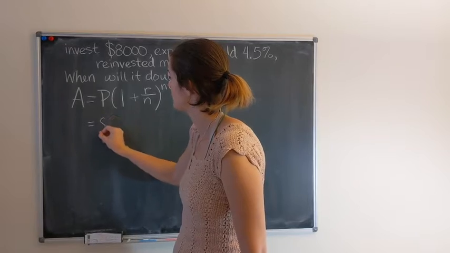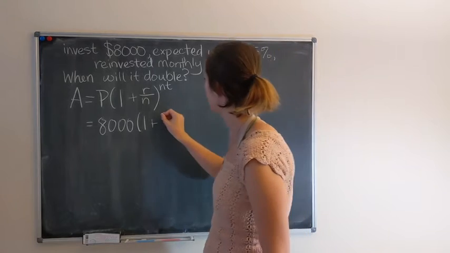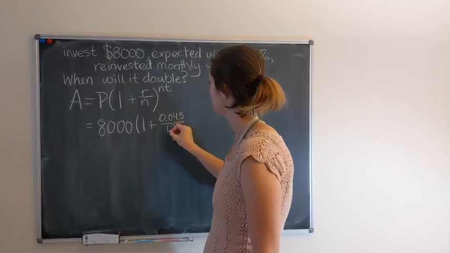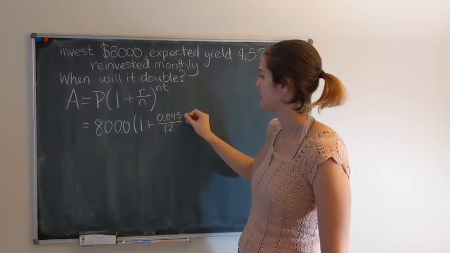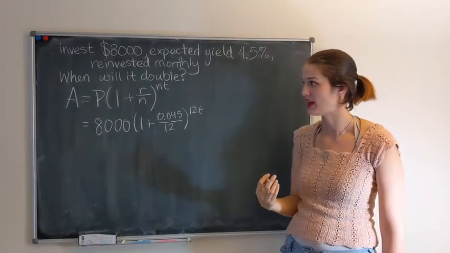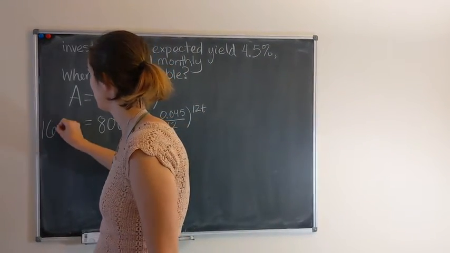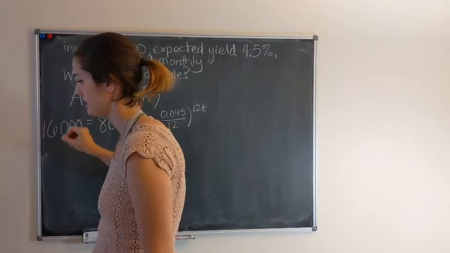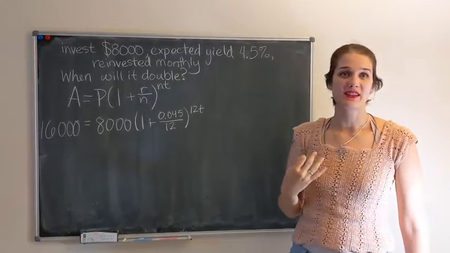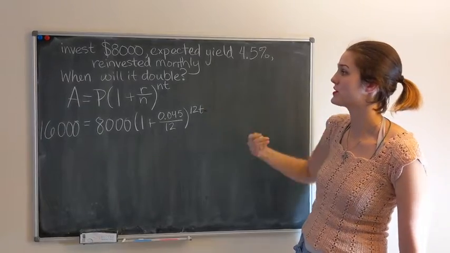So our initial investment, our principal investment, is $8,000, and our yield rate is expected to be about 0.045, and it's going to be reinvested monthly, so 12 times a year. So this is our equation then for the amount that we have. And we want to know when it will double, which means that our amount is going to be $16,000. So now what we need to find, since we want to know how long this will take, is t. So we want to solve this equation for t.